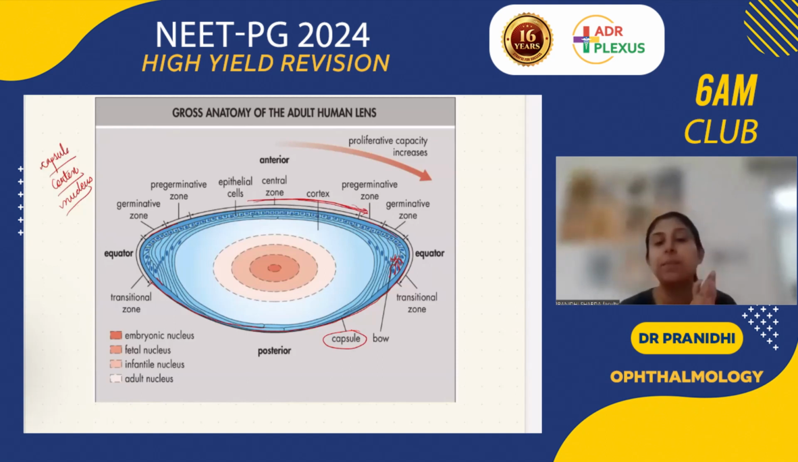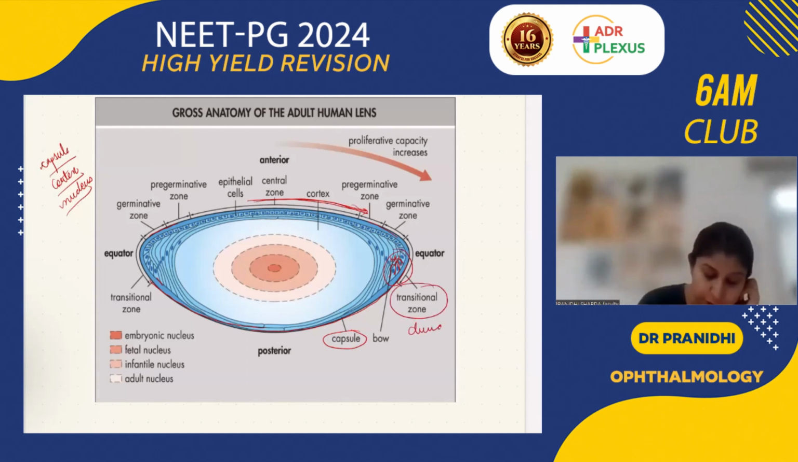So what is the purpose of this? The central cells, which are cuboidal in shape, do not divide under normal conditions. But the cells which are columnar, which are present in the periphery, in the pre-equatorial or the equatorial region, have the capacity to divide. They can normally divide.